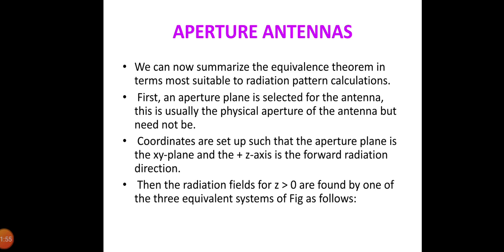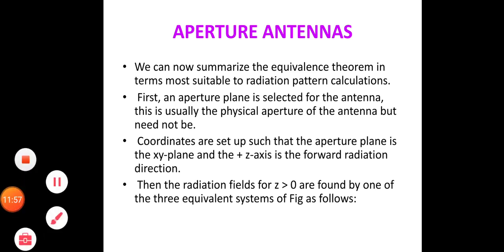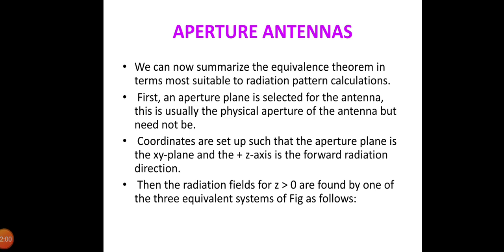We can now summarize the equivalence theorem in the form most suitable for radiation pattern calculations. First, an aperture plane is selected for the antenna, and this is usually the physical aperture of the antenna, but need not be. Coordinates are set up such that the aperture plane is the xy plane and the z axis is in the forward radiation direction. Then the radiation fields for z greater than 0 are found by one of the three equivalent systems. These three equivalent systems can be defined as E equal to E_A plus E_F, E equal to 2E_A, and E equal to 2E_F.